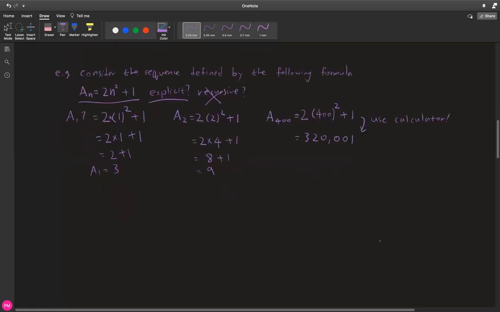Okay, so that was simple. That's something that we have already seen before. But what if you're given something that's a little different? Let's say the question asks, if a sub n equals 19, then what is n?